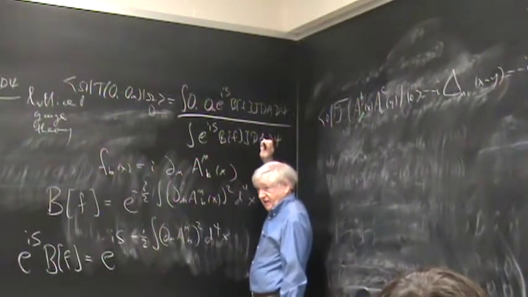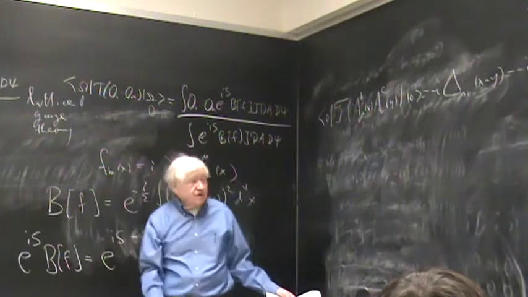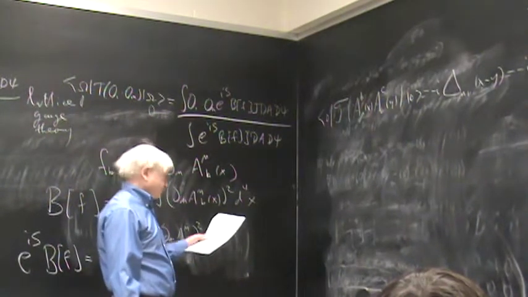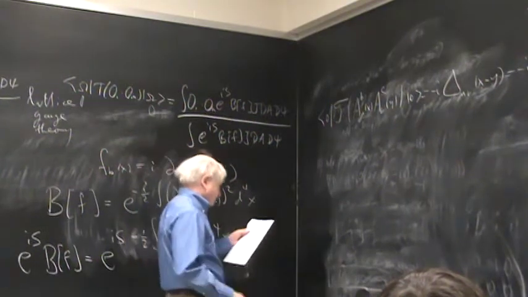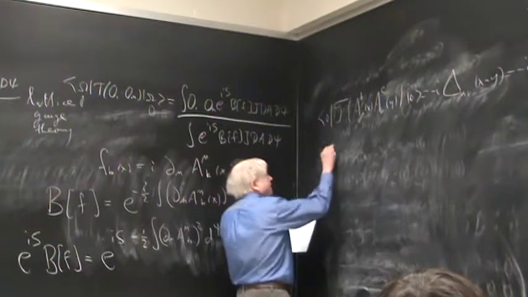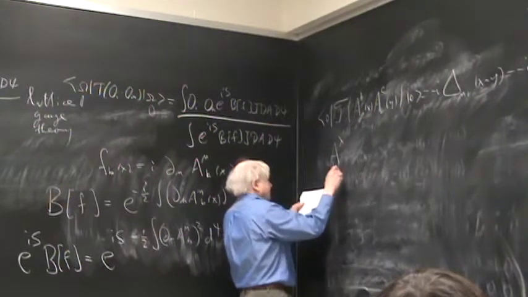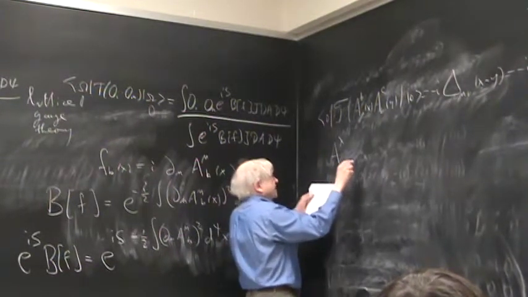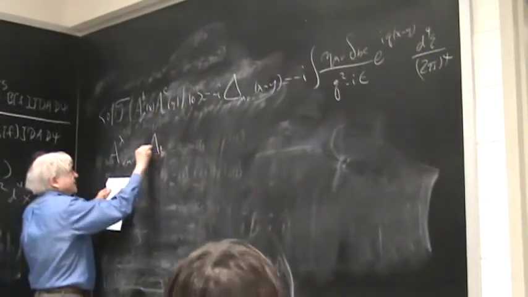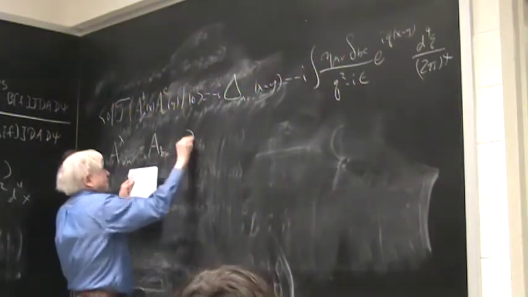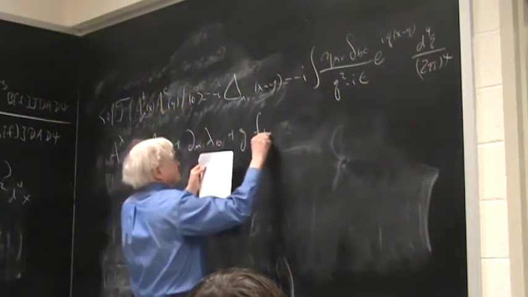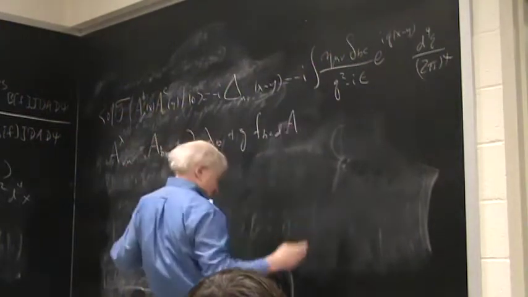Okay, so B is gone. In fact, B has been very helpful. But now we have to deal with J. What's J? Well, remember, under infinitesimal gauge transformations, A lambda B mu is A B mu plus D mu lambda B plus g f B C D.